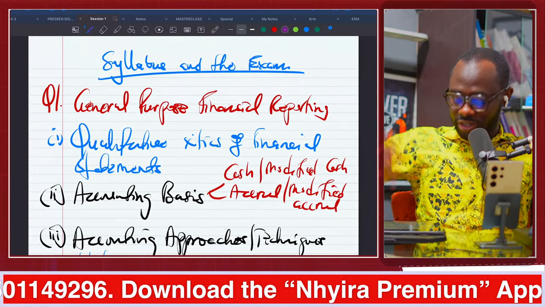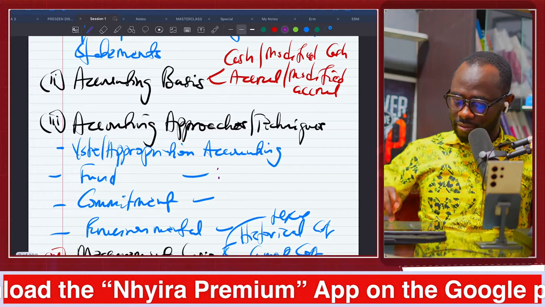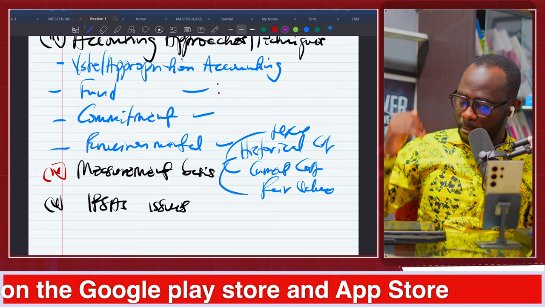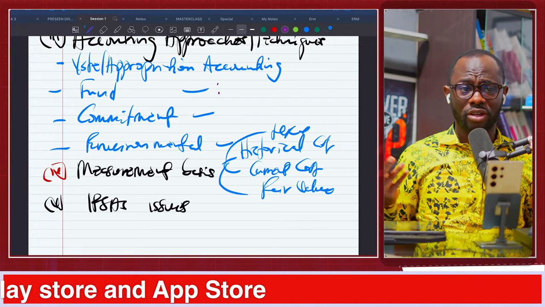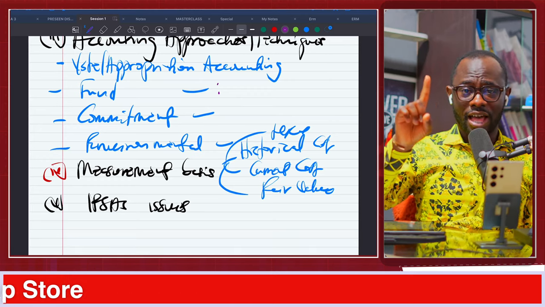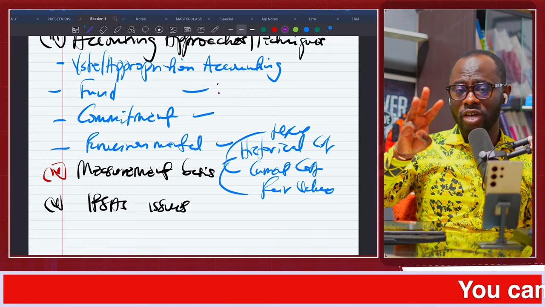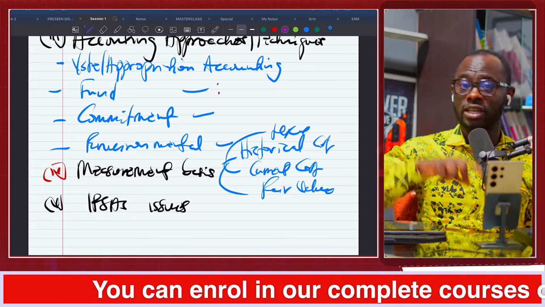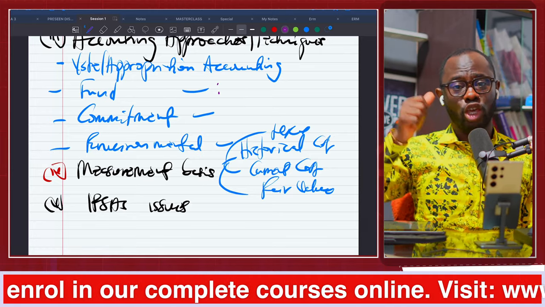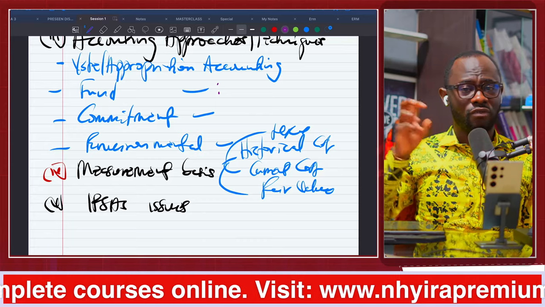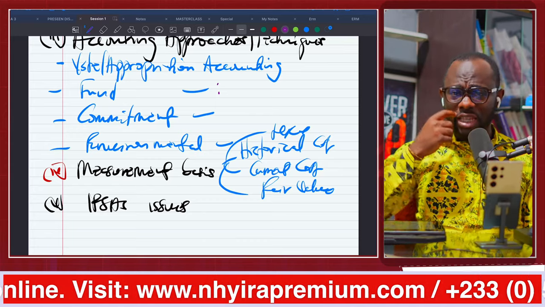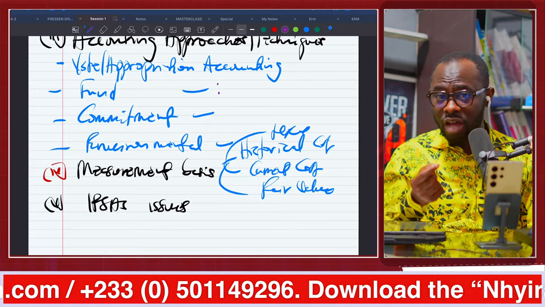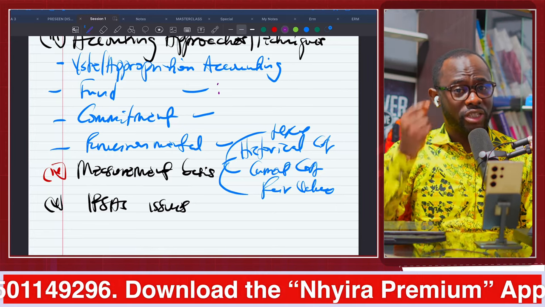So we have qualitative characteristics, accounting basis, accounting techniques. The fourth thing is going to be measurement basis. At the end of the period, there are elements of financial statements: assets, liabilities, revenue or income, expenses, and then accumulated fund. In the public sector, we don't have equity. What we have is accumulated fund. So these are the five elements of the financial statement. How do we measure these elements? That is where measurement basis comes to town.